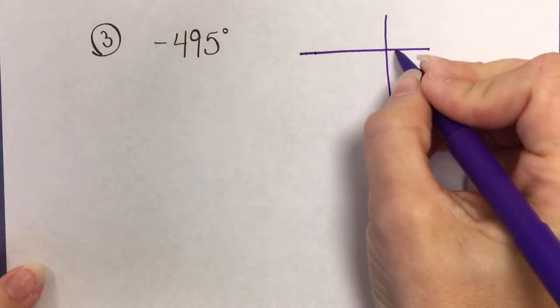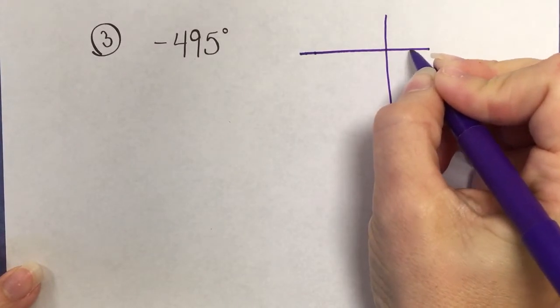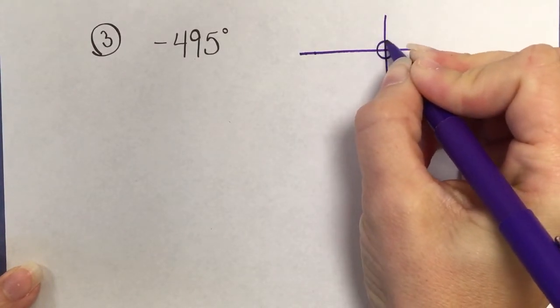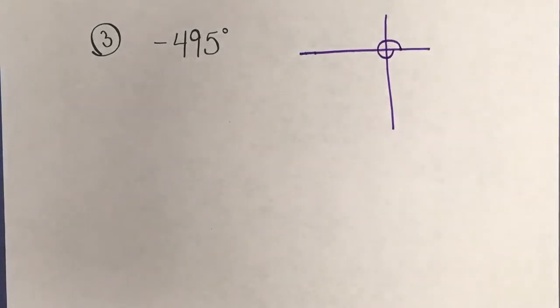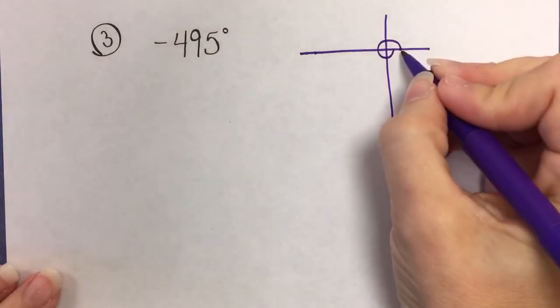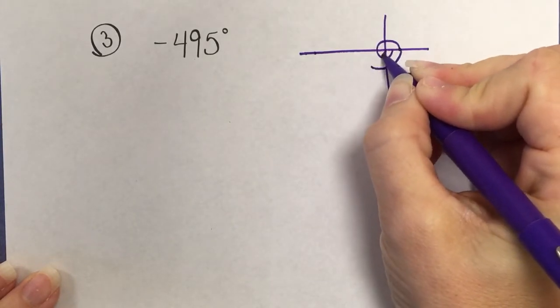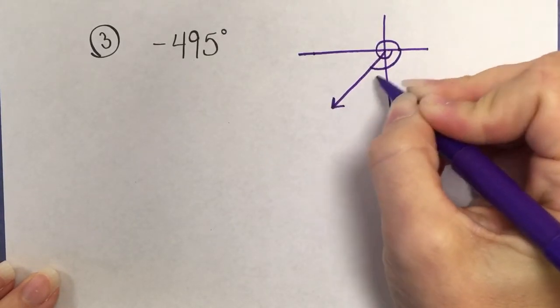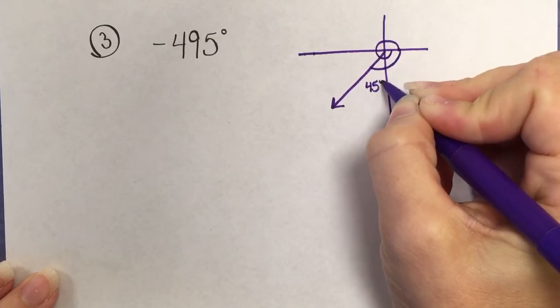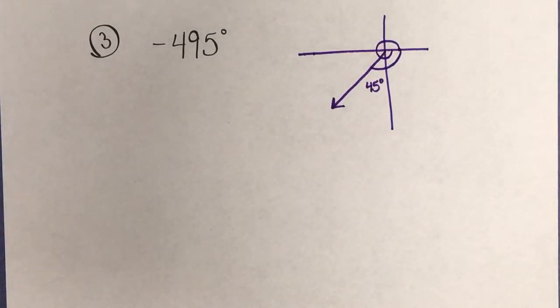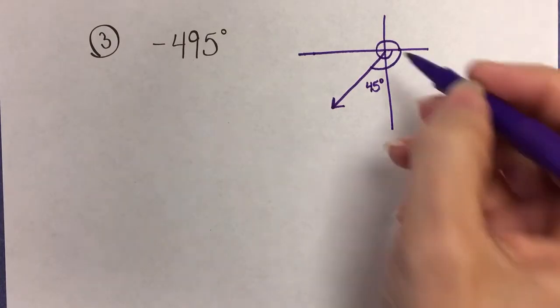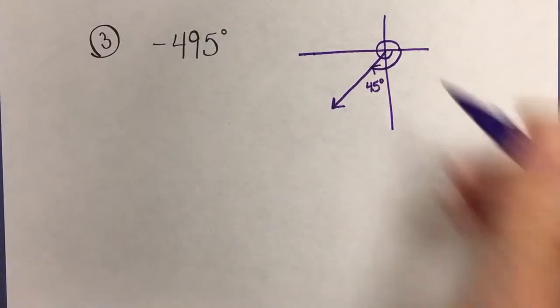Okay, so you start at the positive end of the x-axis. Of course, you're going to rotate all the way around, which is 360. So if you do 495 minus 360, you get 135. Okay, so when I start back around, I'm going to go 135 degrees, which is actually going to stop me in the middle of the third quadrant again. Okay, so there's my standard position. So there's A part.